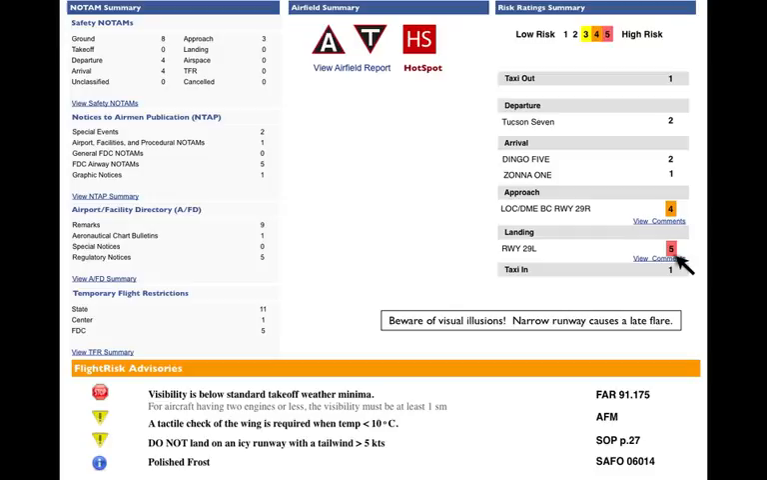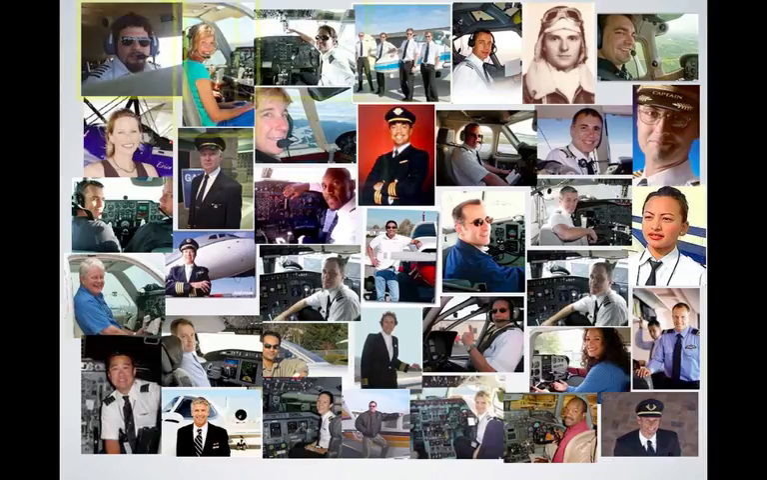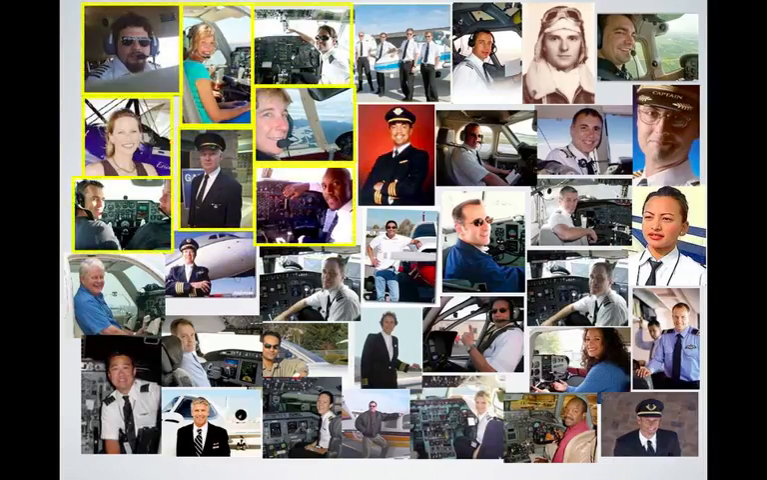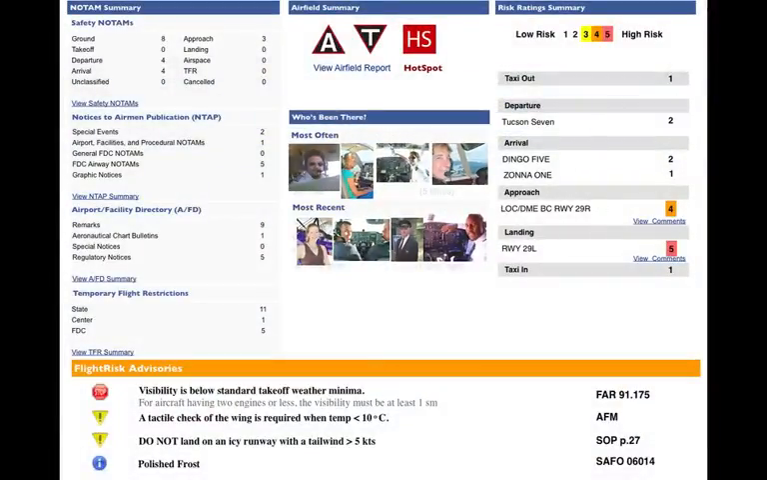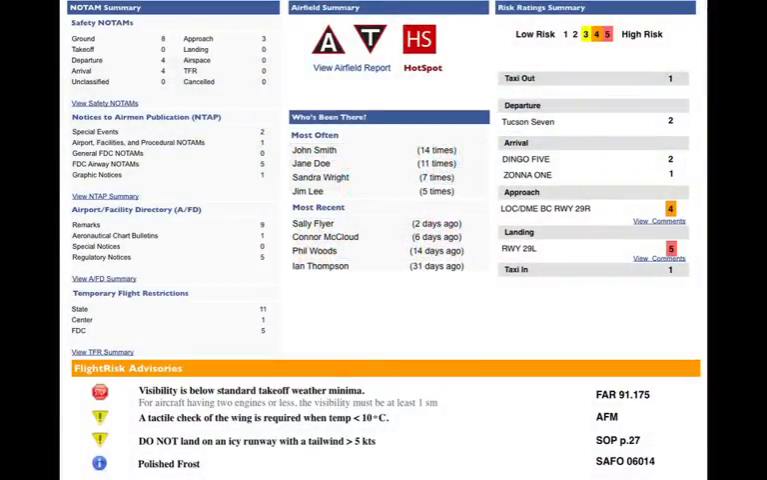In addition, if you fly for an organization, FlightRisk can identify the pilots who have the most experience with a selected airfield. Do you have specific questions about an instrument approach or taxi procedure? No problem. Simply look at the Who's Been There section to find a pilot who can answer your question. This is a quick and easy way for you to find the information you need to make smart decisions.